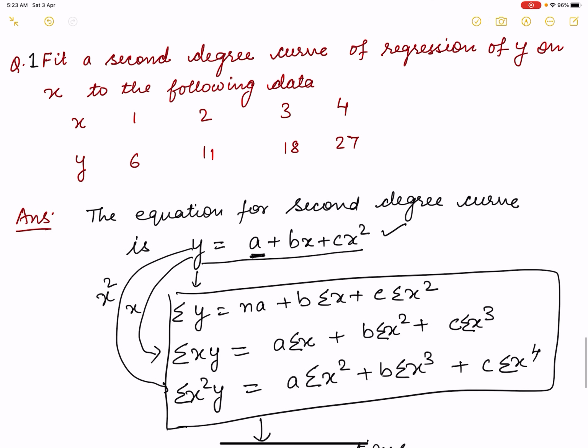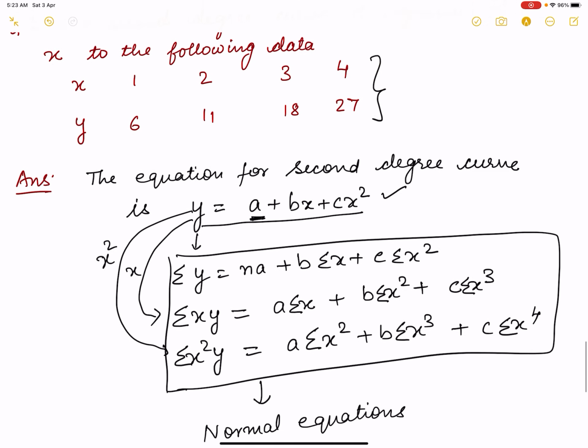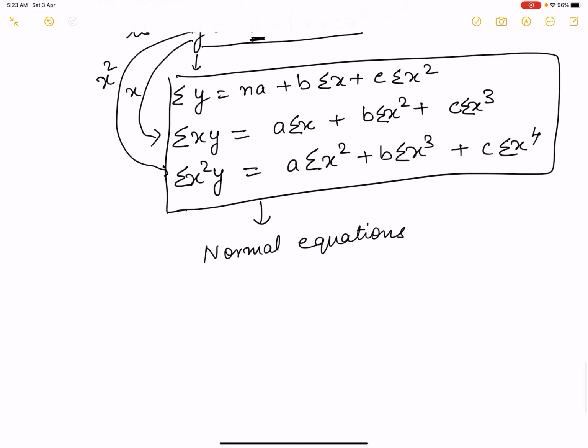The values for x and y given is this. So we need sigma x, we need sigma y, and if you see we need x square also. We need x cube also, so I'm writing x cube, we need x4 also. So I'm writing x4. And in multiplication part we need xy and we need x square y.